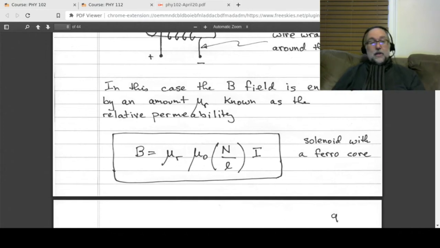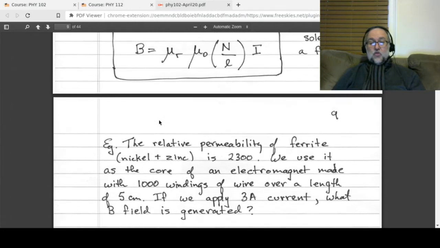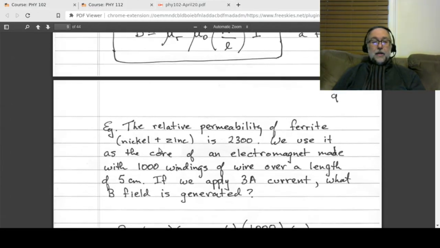And so I'm going to show you in the next example that we can make quite a strong electromagnet using a solenoid wrapped around a ferromagnetic core. So here's my example. The relative permeability of ferrite, which is nickel plus zinc, is 2,300. It's a dimensionless number, because it just says by what factor the magnetic field is increased. So by putting this nickel zinc core inside the solenoid, it's going to increase the magnetic field by 2,300 times. And that's pretty good.